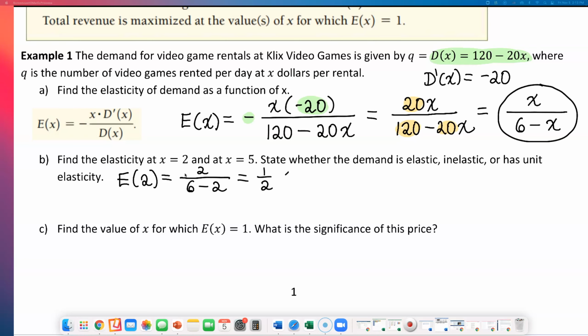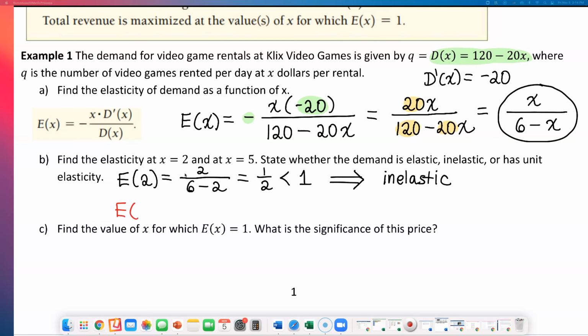But look, half is smaller than 1. And whenever that elasticity function gives you an output that is smaller than 1, what we have to say is this price, it is inelastic. Okay? Which means a small rise in price will result in an increase in total revenue. Okay, so at that point, they can increase the price a little bit.